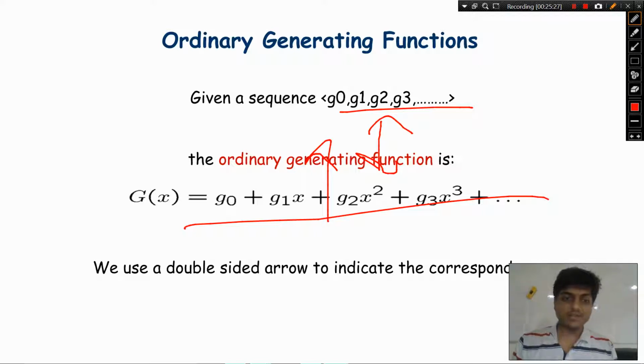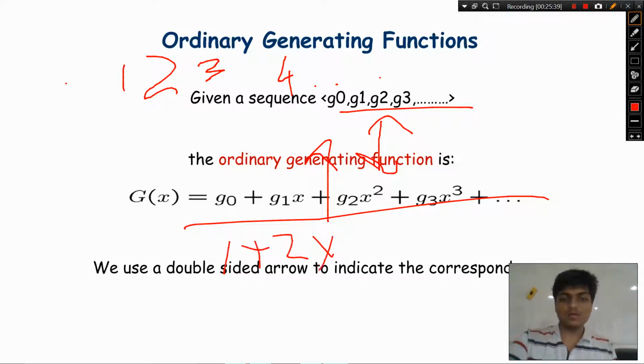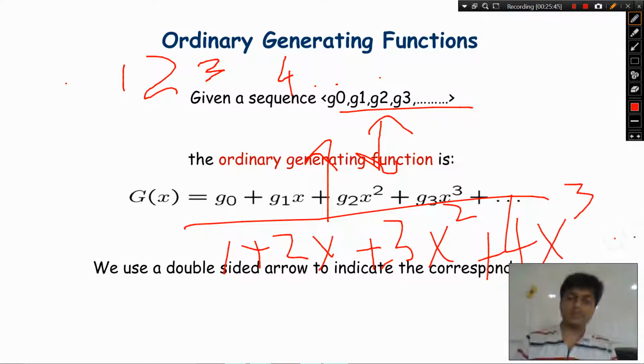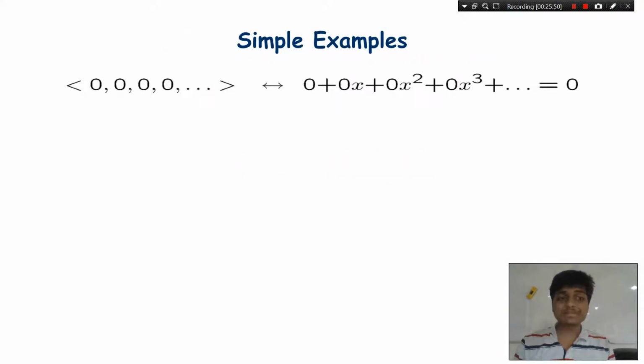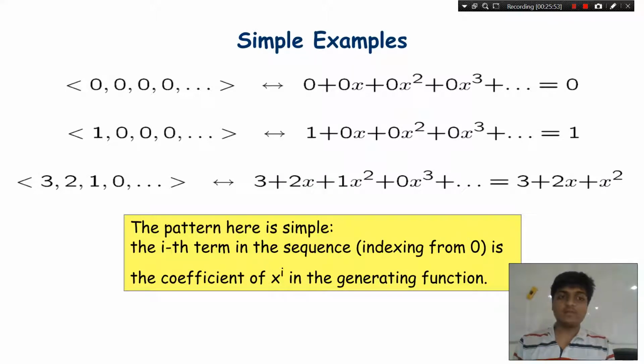So for example, say 1, 2, 3, 4, etc. would be given by 1 plus 2x plus 3x squared plus 4x cubed, and so on, right? And there are some examples here. If you have this series, then it will be given by 0 plus 0x plus 0x cubed, which is 0, right? If you have a series of this form, then it will be represented by 1 plus 0x plus 0x cubed. These are some basic examples.